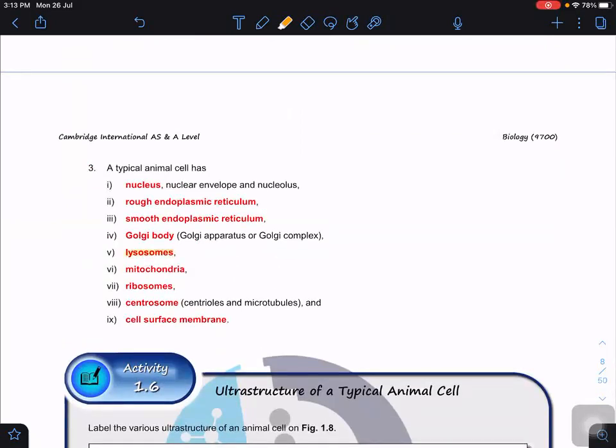Lysosome as well as the centrosome, meaning centriole here. So these two are special for the animal. It means that you won't get lysosome and centrosome, or centriole, inside the plant cells.